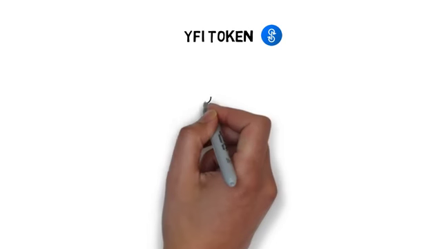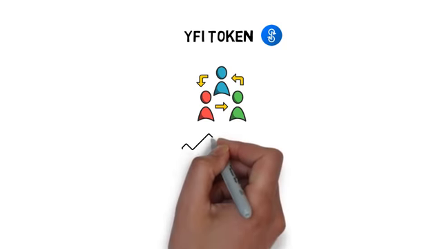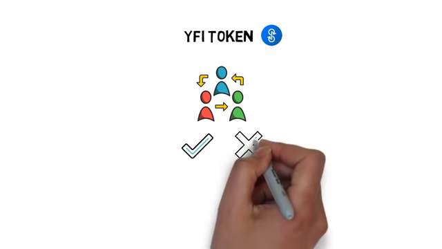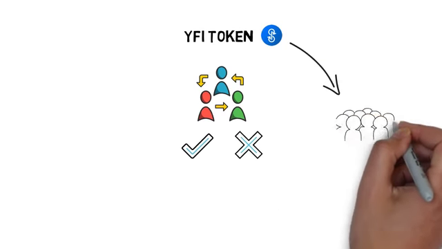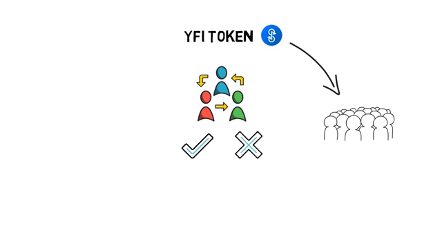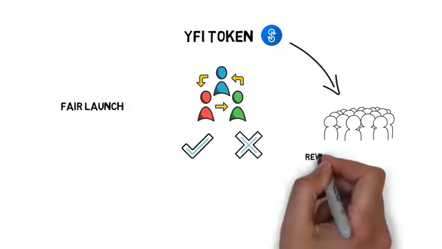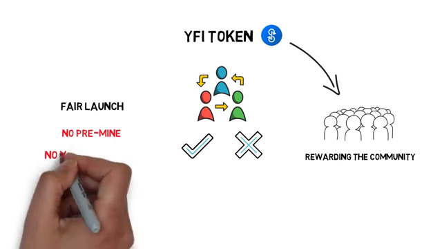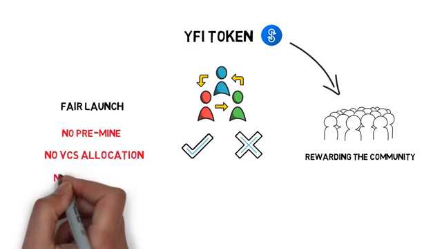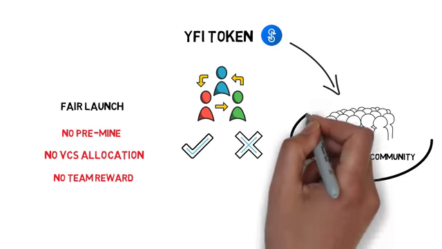To further decentralize the yEarn protocol and allow other people to make meaningful decisions on the future of the protocol, Andre decided to distribute a governance token to the yEarn community. The token distribution was focused on having a fair launch and rewarding the yEarn community. To ensure a fair launch, the YFI token had no pre-mine, no VC's allocation, and even no team reward. All the tokens were distributed to the users of the protocol.